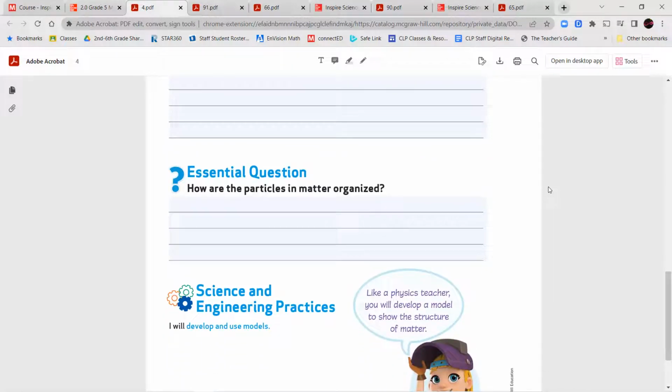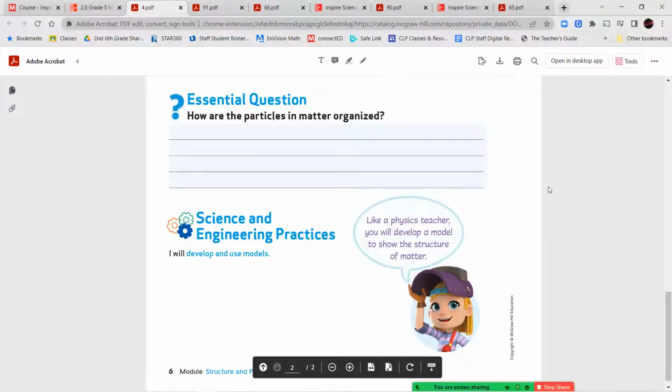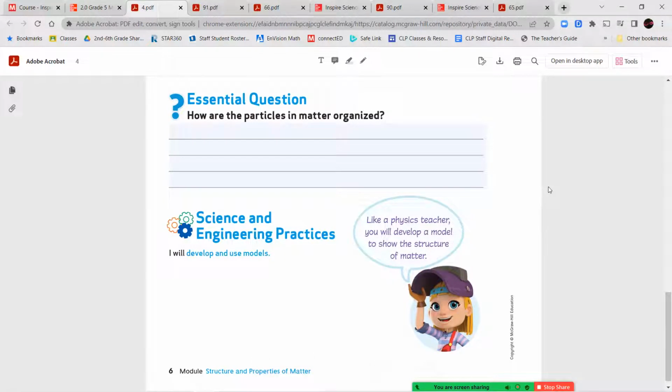Now, we're going to attempt our essential question. I know you don't know the answer to this yet, but I want you to give it your best guess. How are the particles in matter organized? So we're going to learn all of this, so don't worry about having a wrong answer right now. Right now, we're going to give it our best guess, and we're going to learn about it as we go through the lesson.